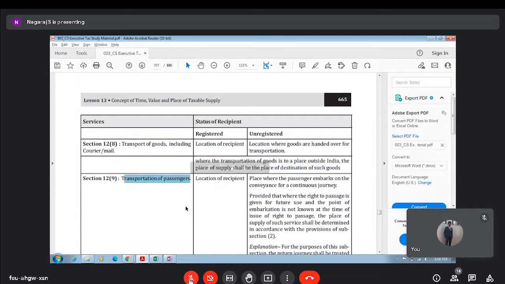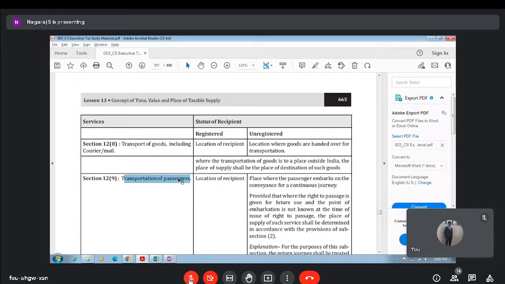Next, transportation of passengers. What are all the modes for the transportation of passengers? Bus, train, airfare, bus, train, flight. And road transport, ship also. Road, airways, railways, waterways. Only four types? Is there any other type of transport? No, sir. No. Okay.